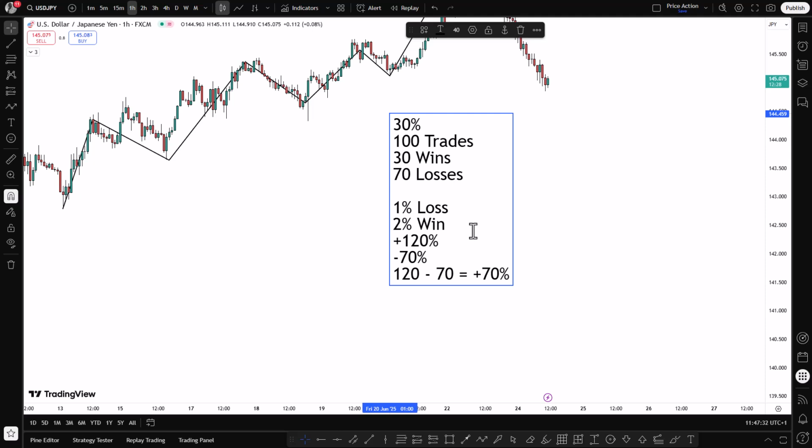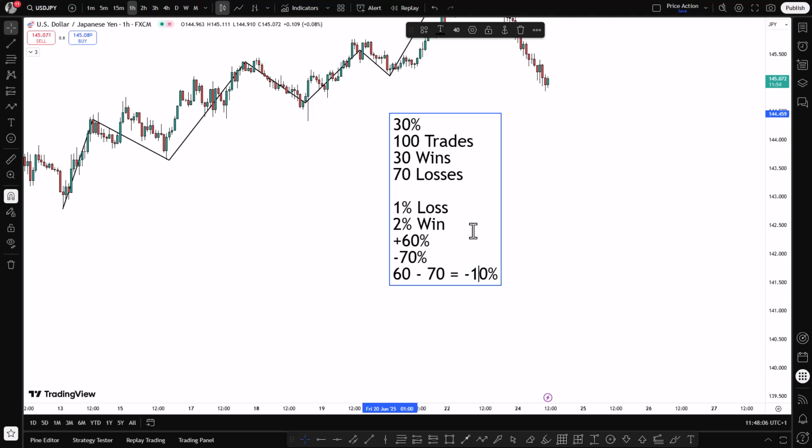So in this case, when you multiply your winnings, which is 30 out of 100 trades, you're going to end up with a gross profit of 60%. And when you multiply your losses, you're going to end up with a gross loss of minus 70%, because every time you had a loss, it caused you to incur a loss of 1% on your trading account capital. So when you subtract your gross loss from your gross profit, you're going to end up with a loss of minus 10% on your trading account.